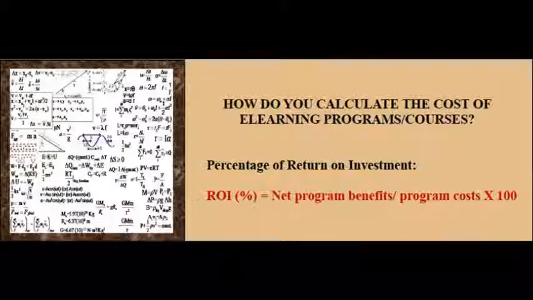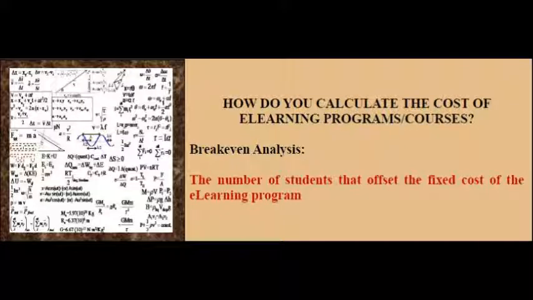And then finally, the third formula that was discussed in Wentling and Park's article was the break-even analysis. In the break-even analysis, you look at the number of students that offset the fixed cost of the e-learning program. When the fixed cost of the e-learning program or course is equal to the revenue dollars of student enrollment via tuition, then you have reached a break-even point. And so this analysis shows how many students are needed to enroll in the program or course to break even or turn a profit.